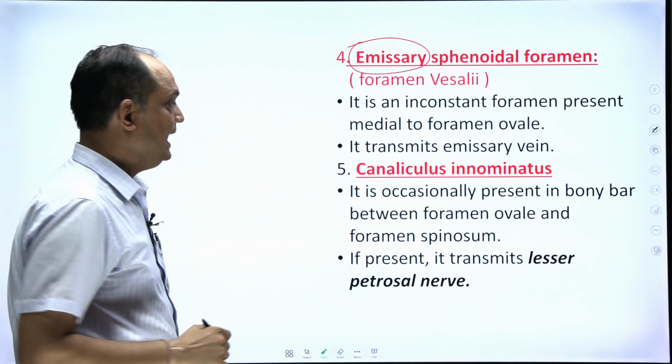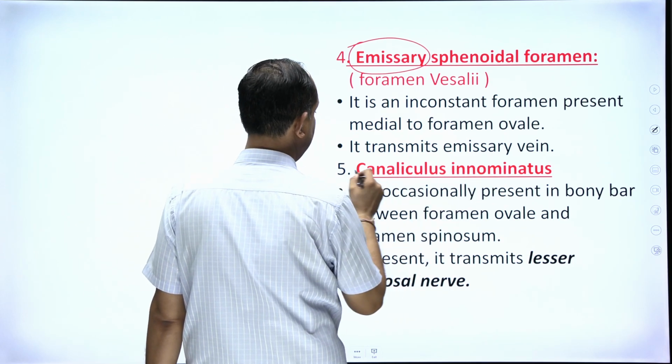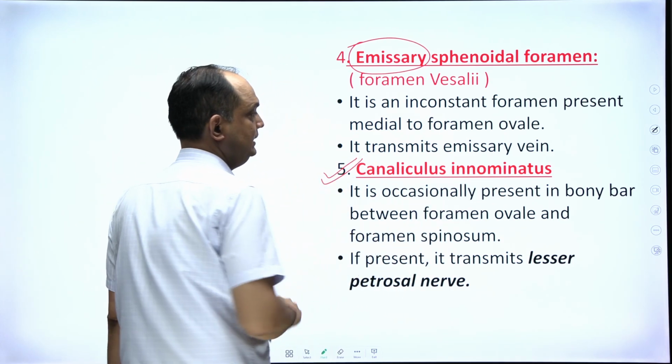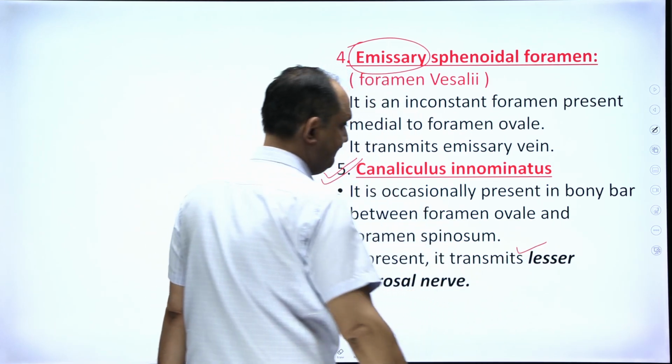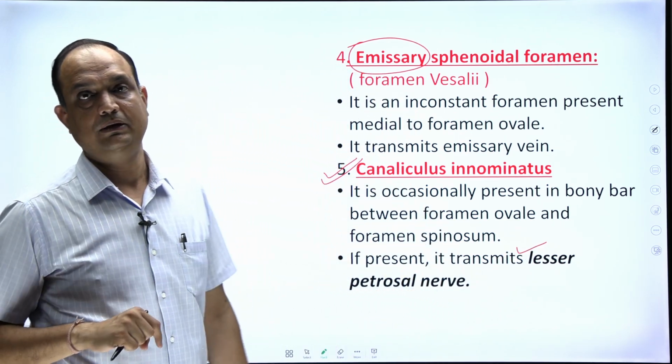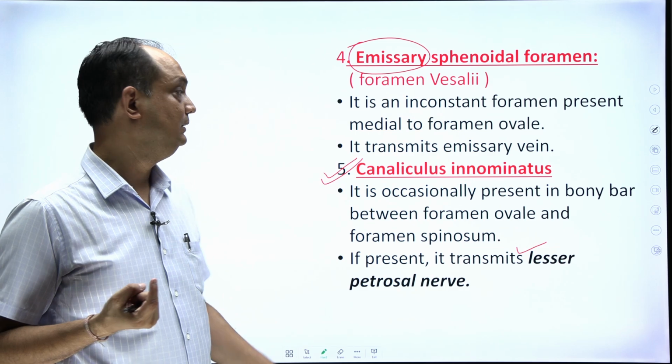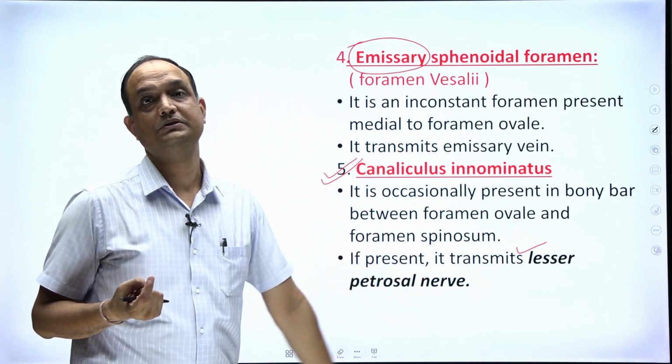emissary vein, and there is a canalicus innominatus. Now this canalicus innominatus allows passage to the lesser petrosal nerve, but there is only one lesser petrosal nerve. Then how is it possible that there are two foramen which allow passage?